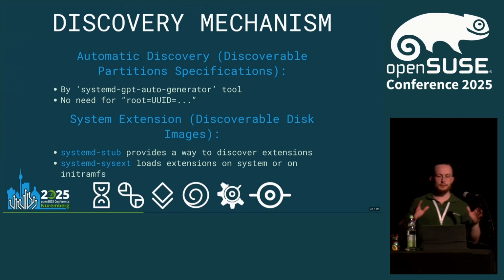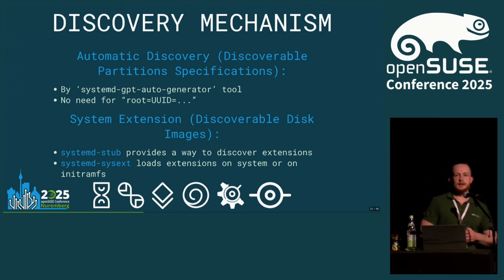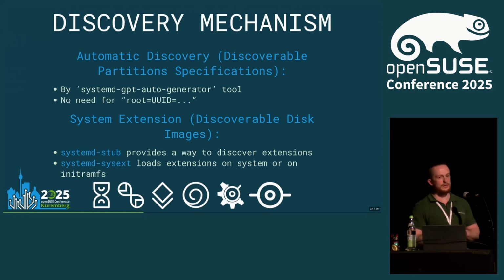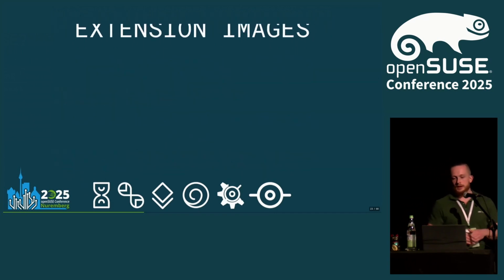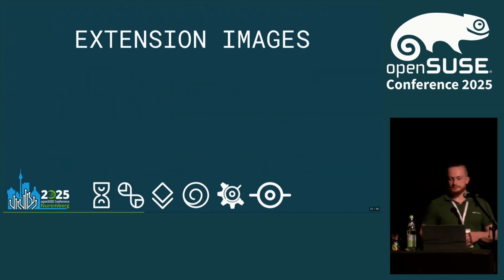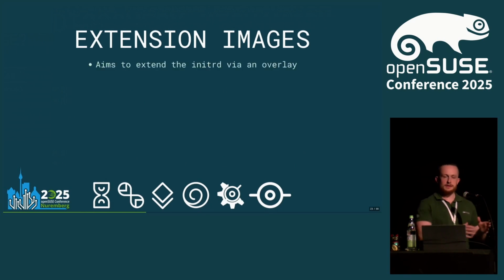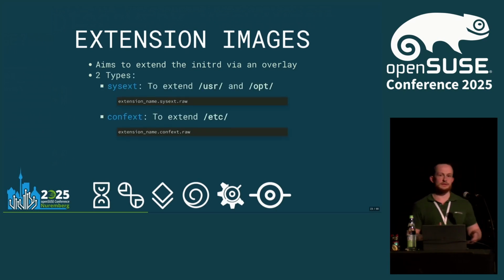Also, we have another discovery mechanism, the system extension. It uses additional files to extend its own content, using first the systemd stub, the stub section in the UKI, and it will use systemd sysext. Talking about extension images, by default, systemd sysext extends your file system. But for the UKI purpose, it will extend the Initrd via an overlay file system. We have two kinds of extension. You will have the sysext to extend the /usr and /opt directories, and you will have a confext to extend your /etc.